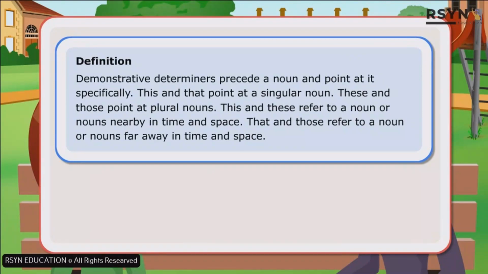This and that point at a singular noun. These and those point at plural nouns. This and these refer to a noun or nouns nearby in time and space. That and those refer to a noun or nouns far away in time and space.